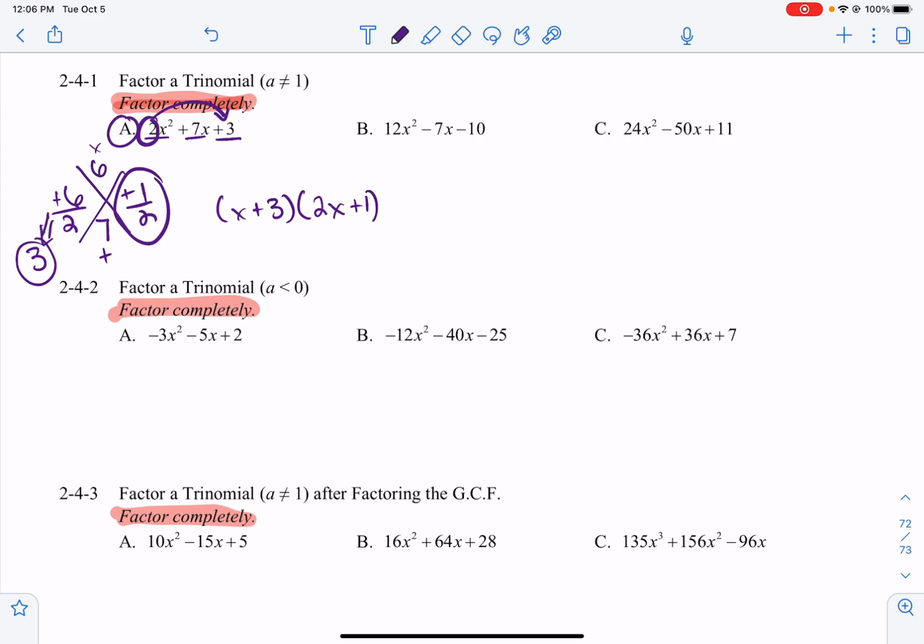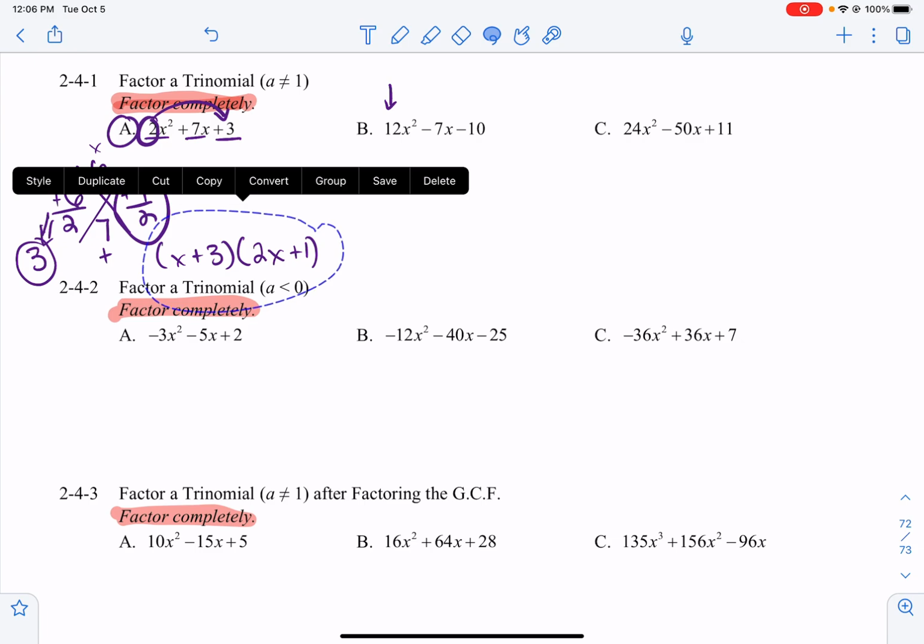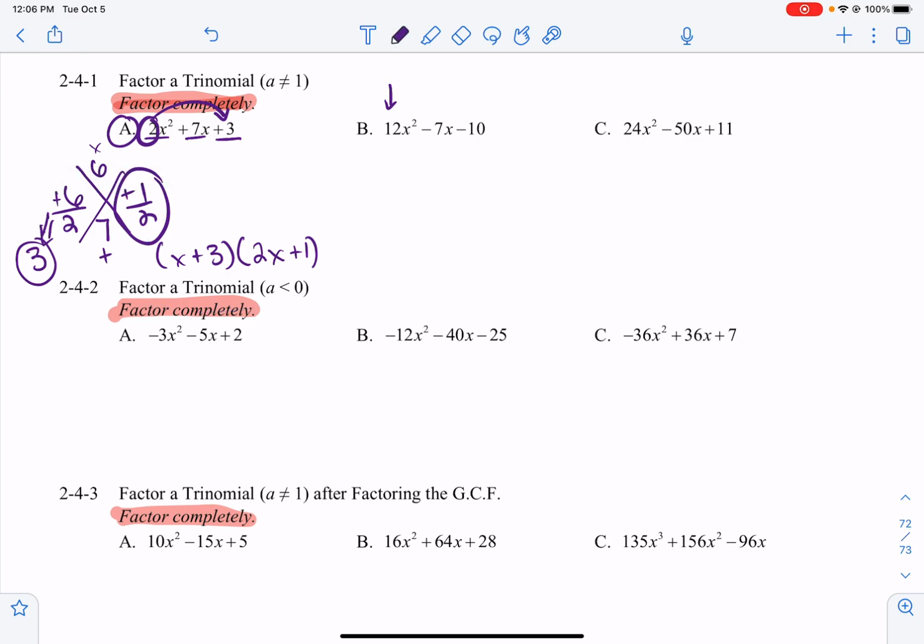So part B, 12x squared minus 7x minus 10. Again, I've got something in front of my x squared. So the first thing I'm going to try is to factor it out. And unfortunately, nothing goes into 12, 7, and 10. So that 12 is stuck, which means I have to multiply it by the negative 10. So my big X is going to have a negative 120 on top and a negative 7 on the bottom.